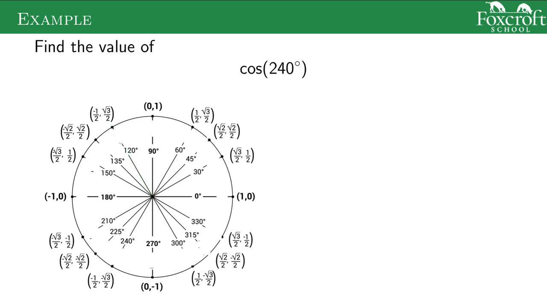What about cosine of 240? We've got to find the 240 degree angle. That's here. And for cosine, we take the x value, in this case, negative 1/2. So if you have the unit circle, you just use that to your advantage.